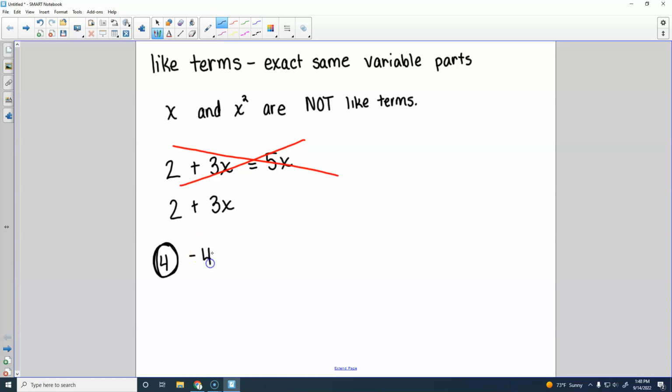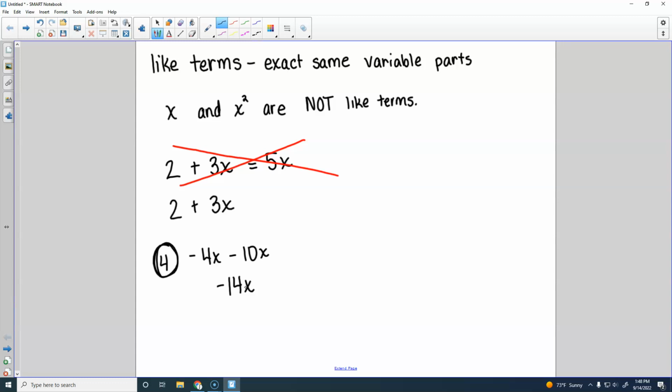All right, if we have negative 4x minus 10x, okay? You have to ask yourself first, are these like terms? They are. They both have x's, so they can be put together. So you're looking at the signs in front. Negative 4 and negative 10 is going to give us negative 14x.